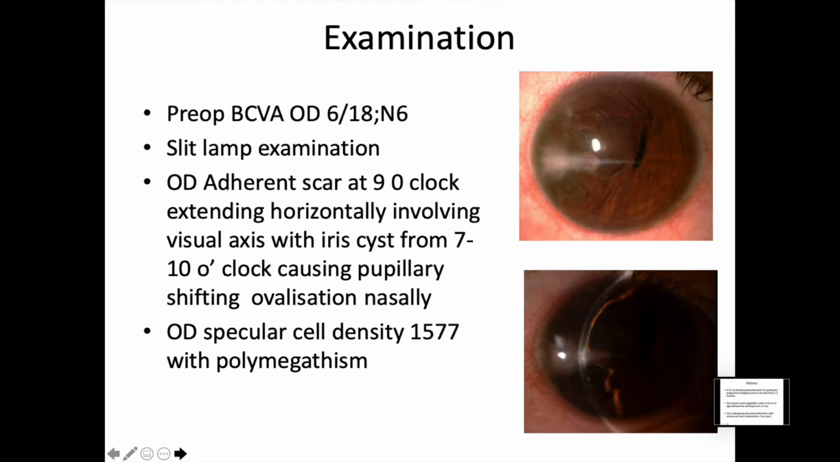The bottom slit lamp photograph shows an overview of the anterior chamber depth on slit examination. Specular microscopy showed a cell density of 1577 cells per millimeter square along with polymegathism. Left eye examination was unremarkable.